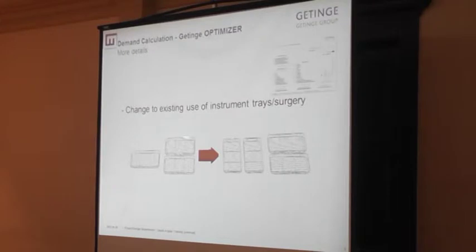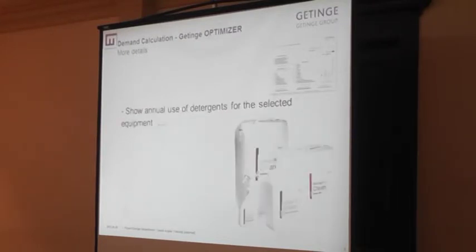And we can have different kinds of trays, spray or beam trays, and see what's happening, and how much detergent is needed. We can also see how much is needed per year, so we can purchase the correct amount.